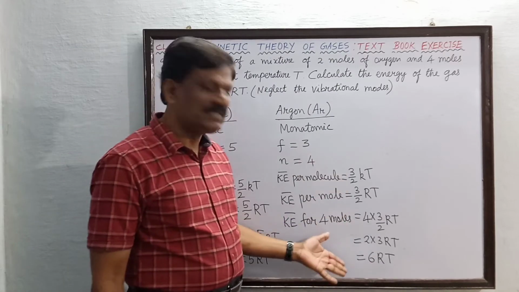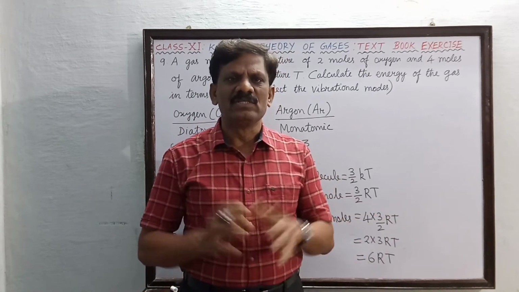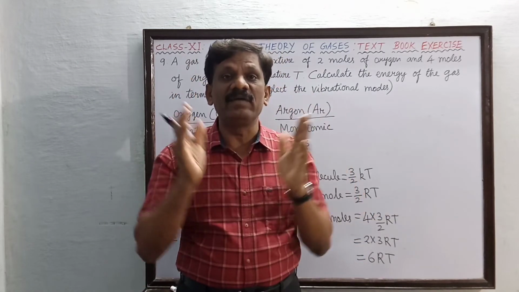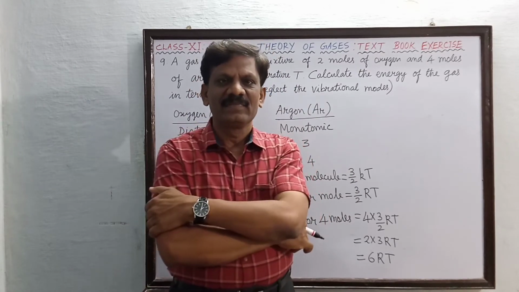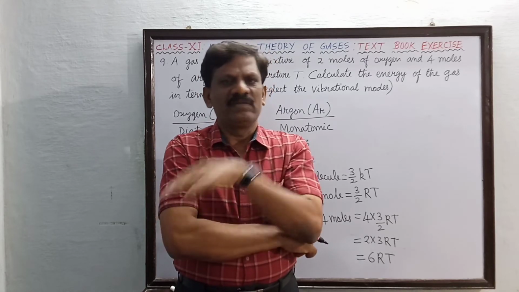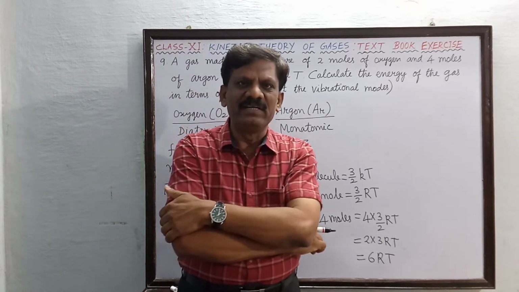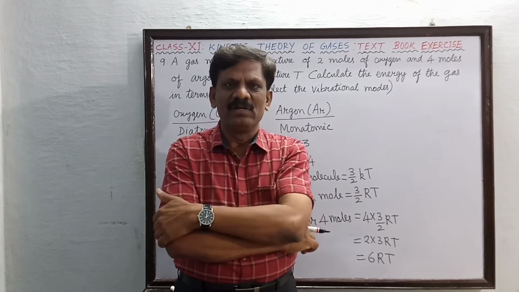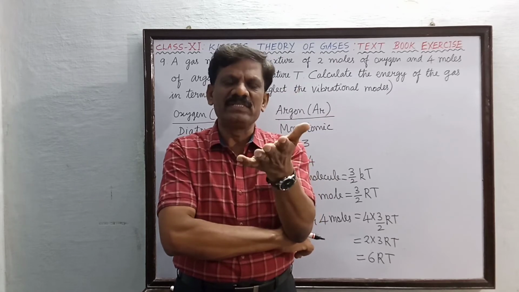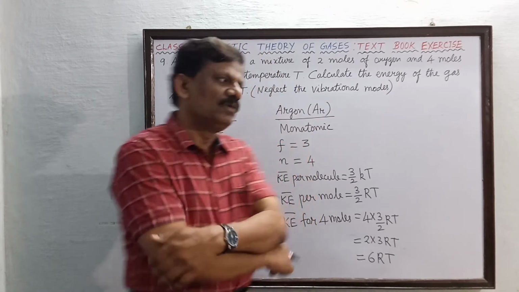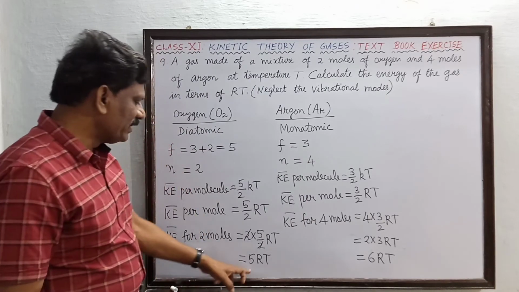I hope you must have understood this step also. If you do it separately, there will be no confusion at all. So keep it always in your memory that the average kinetic energy per degree of freedom is half kT. Therefore, for 5 degrees of freedom, it will be 5 by 2 kT. For 3 degrees of freedom, it will be 3 by 2 kT for one molecule. Then for 1 mole, it is into RT. Therefore, for n moles, you have to multiply by n. So here I have calculated the kinetic energy for 2 moles of oxygen, that is 5 RT.